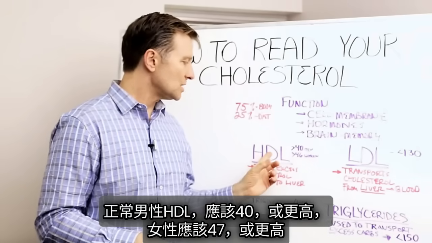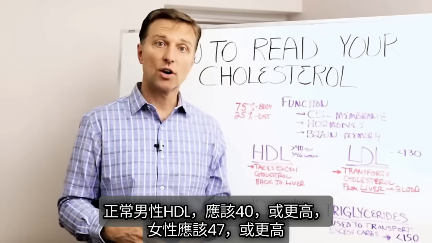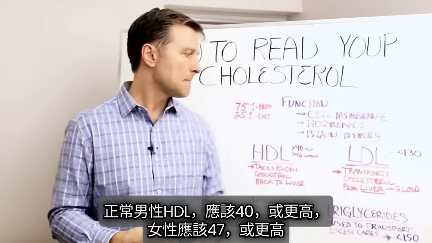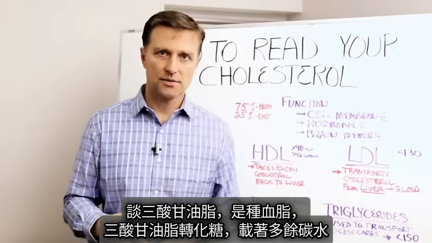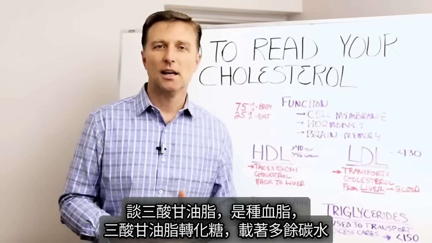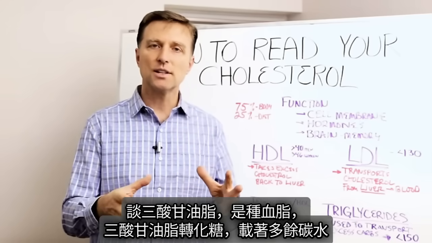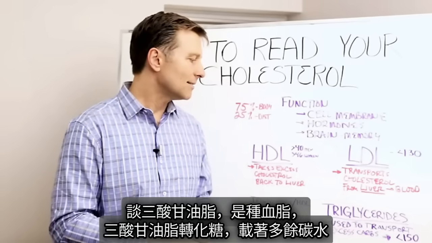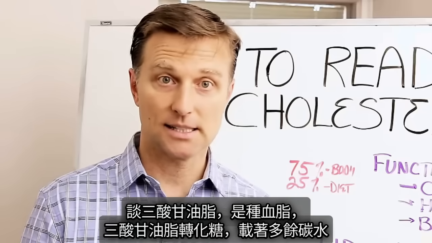A normal HDL in a male body should be 40 or greater. In a female body, 47 or greater. Now, let's talk about triglycerides for a second. What are triglycerides? Basically, those are blood fats. And triglycerides are converted sugars. So triglycerides are used to transport excess carbohydrates.